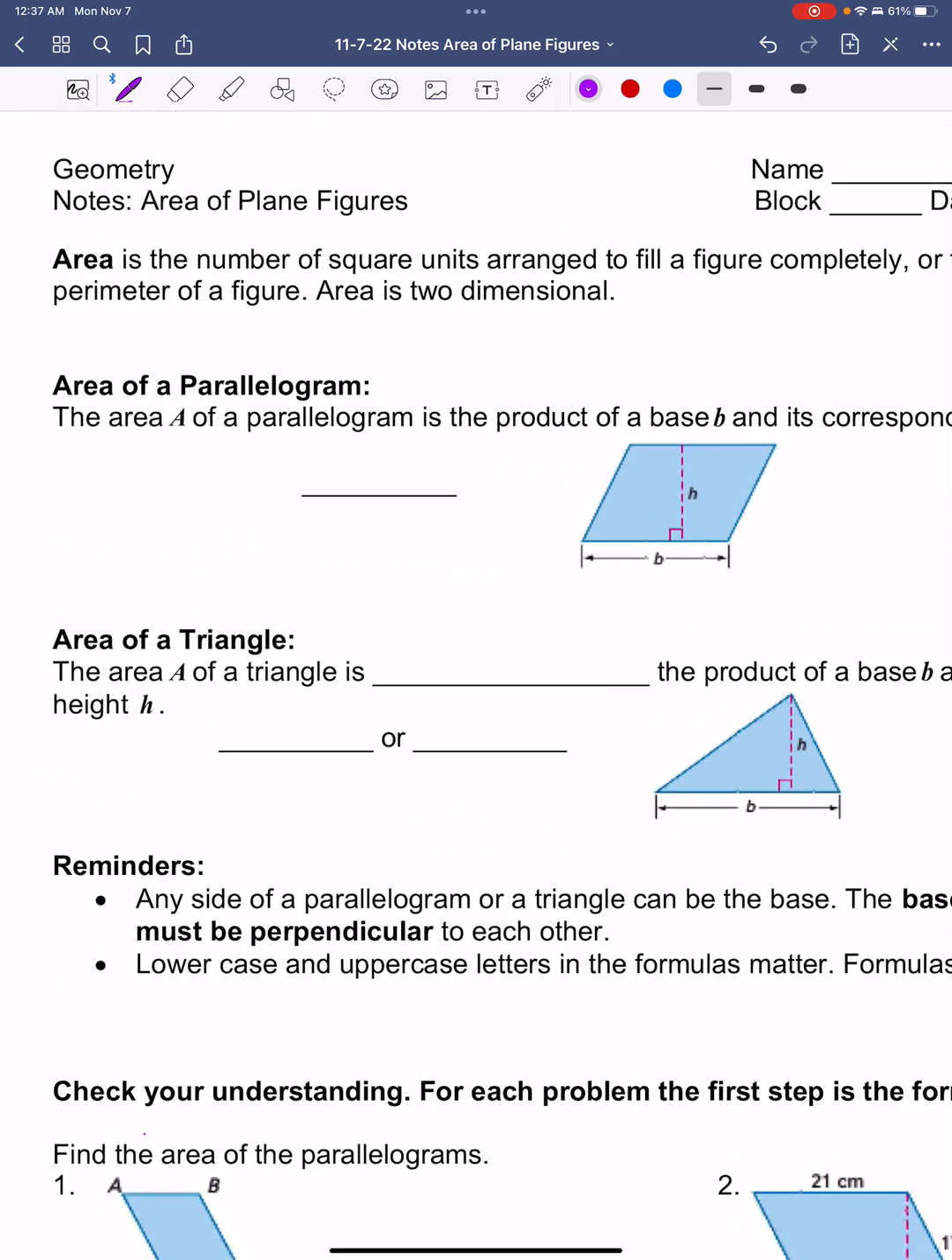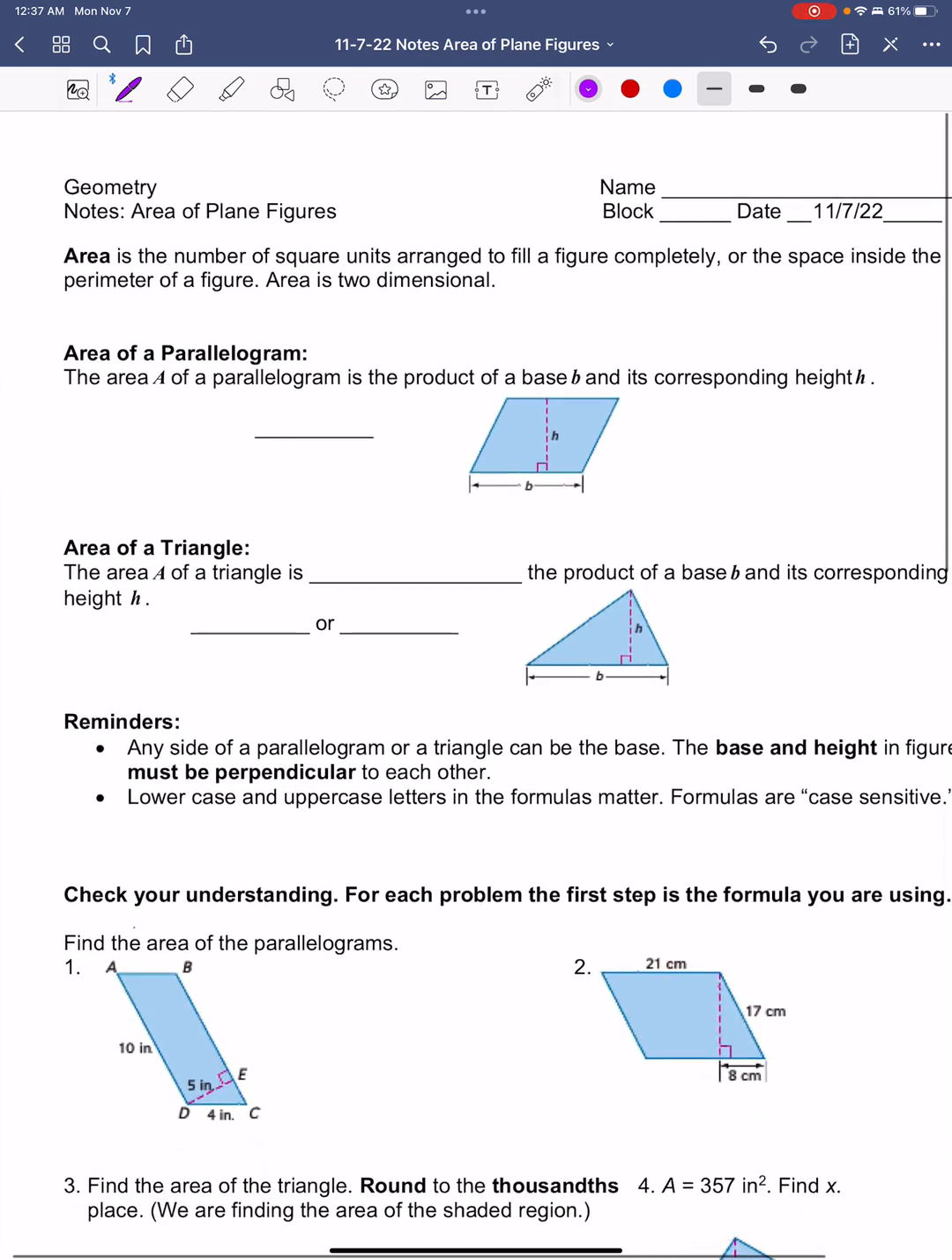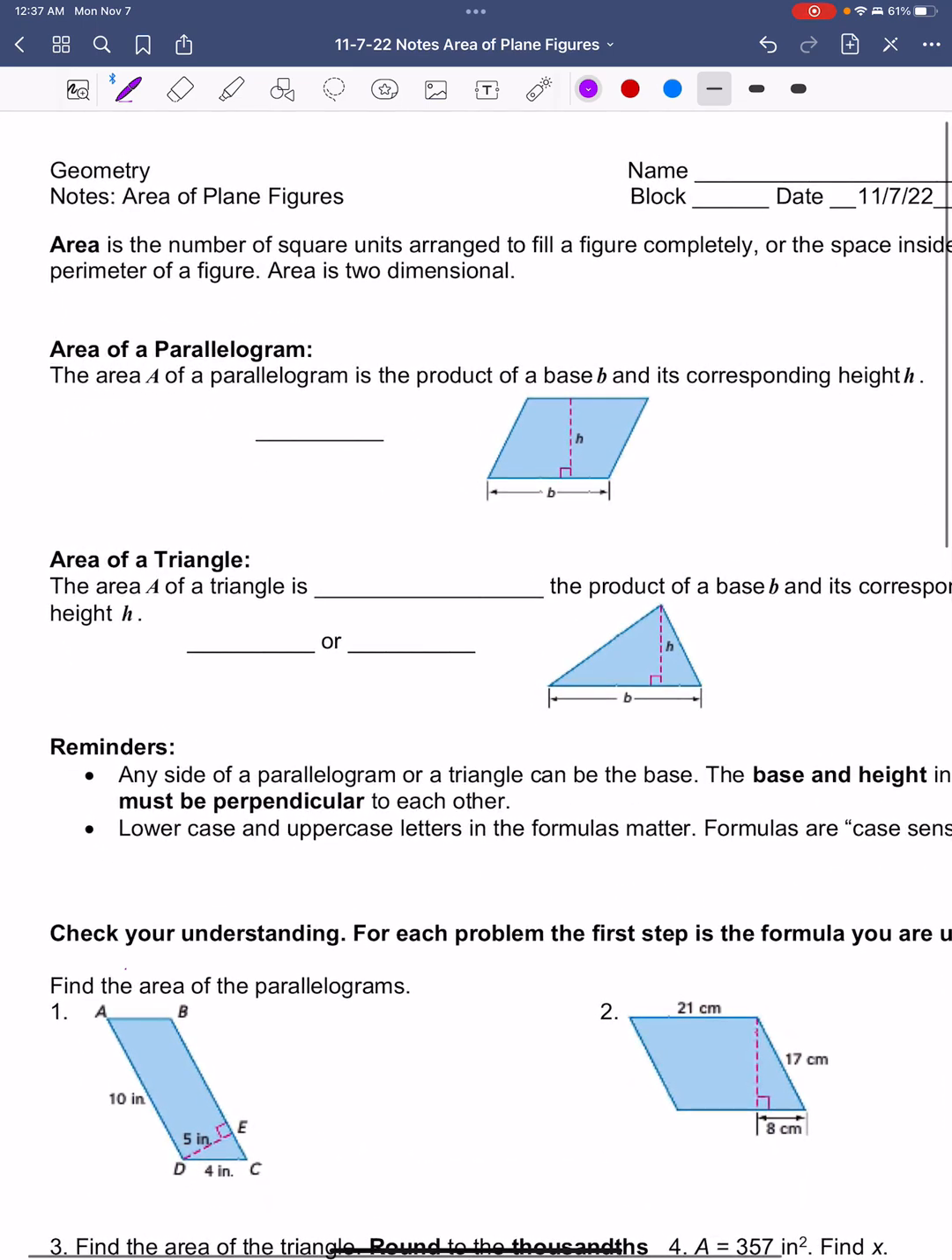So the area of a parallelogram. Remember, a parallelogram has two pairs of parallel sides. So the area is going to be A is equal to B times H. B is going to be your base, and your height is going to be your H. Now, what that means is that the area of a parallelogram is the product of the base and height. Remember that, guys. It's going to be multiplying B times H.